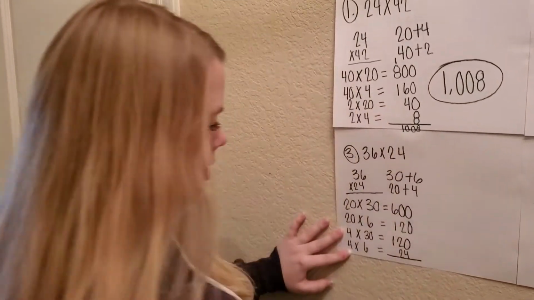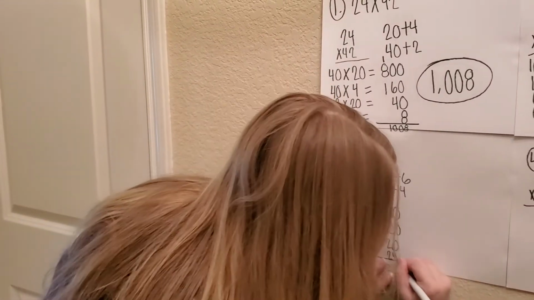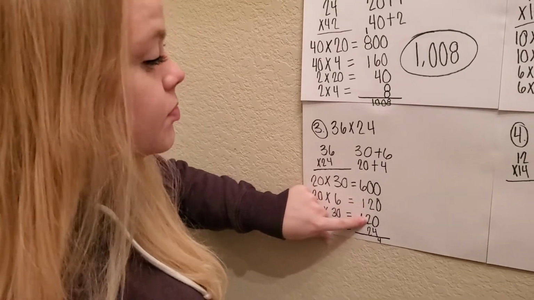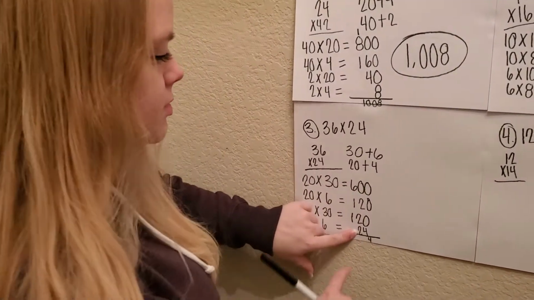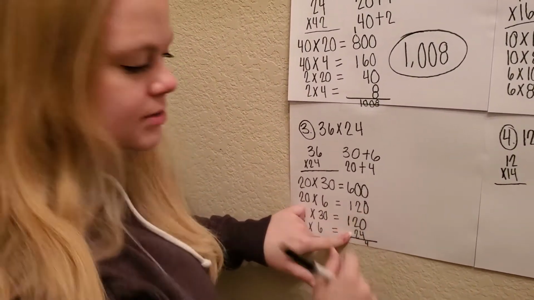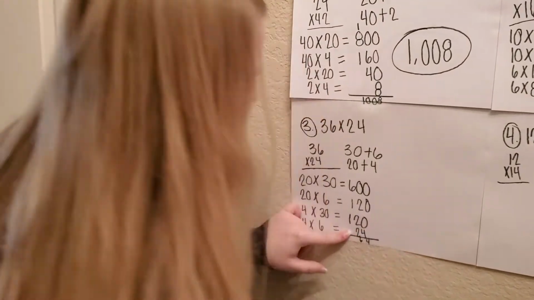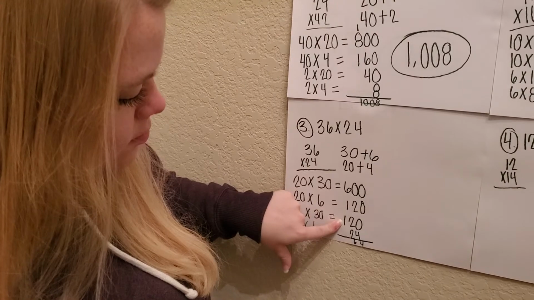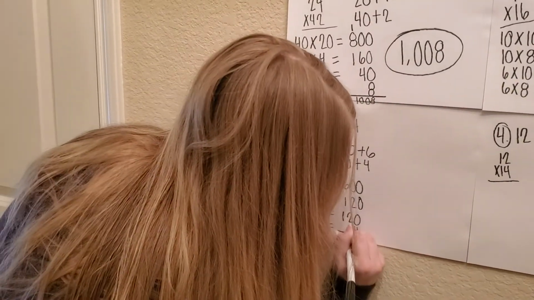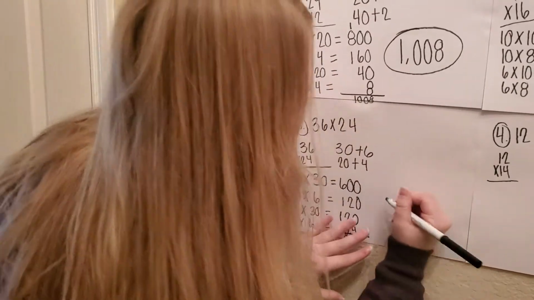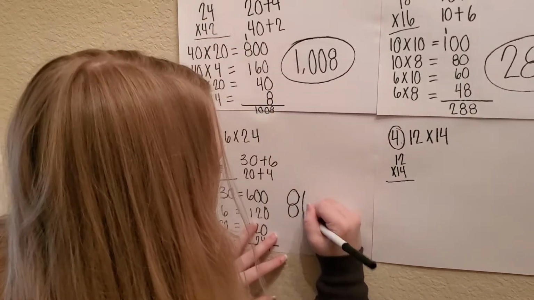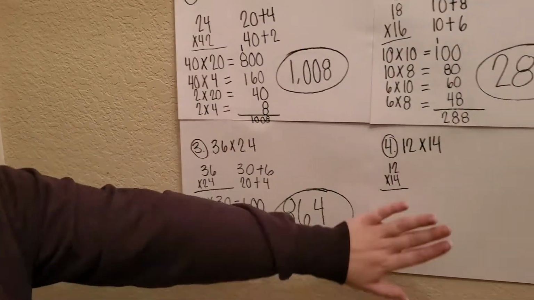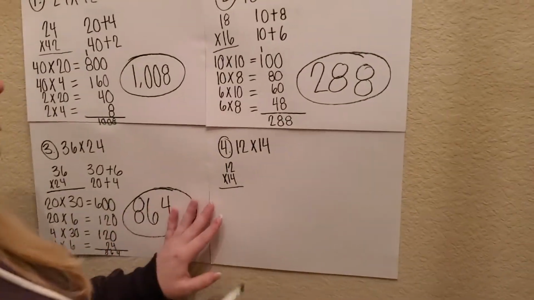All right, now we're going to add it up. So bring down our 4. 2 plus 2 plus 2. So 1, 2, 3, 4, 5, 6. All right, so that gives us 6. 6 plus 1 plus another 1 is going to give us 8. So our answer is going to be 864.